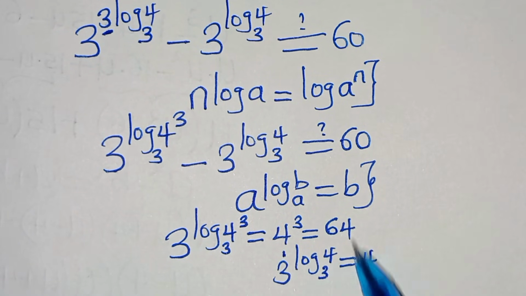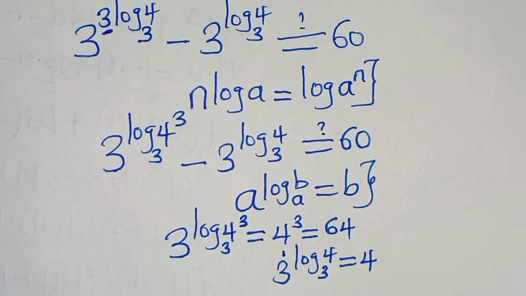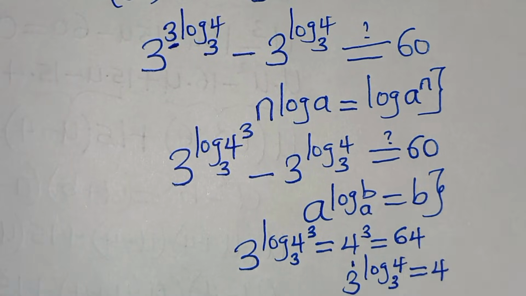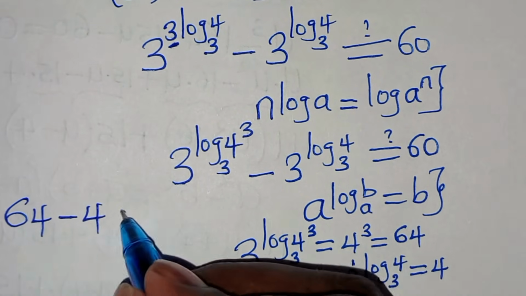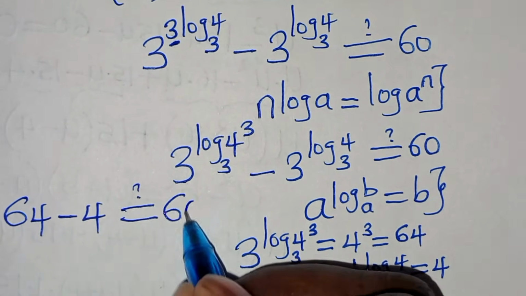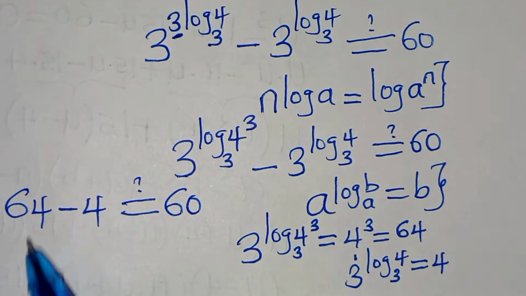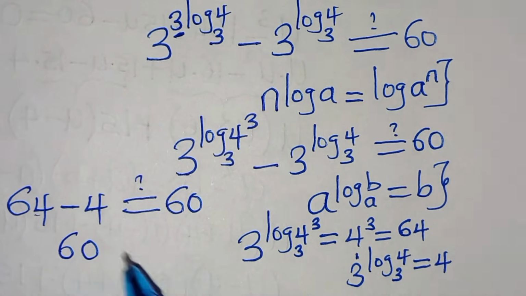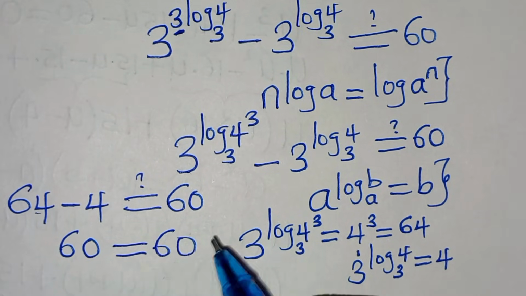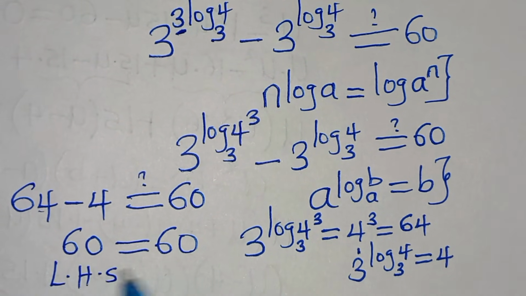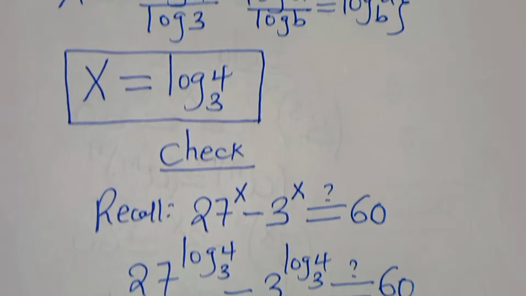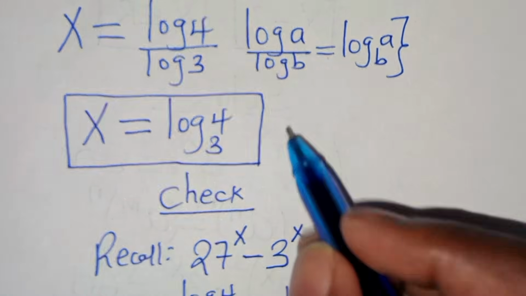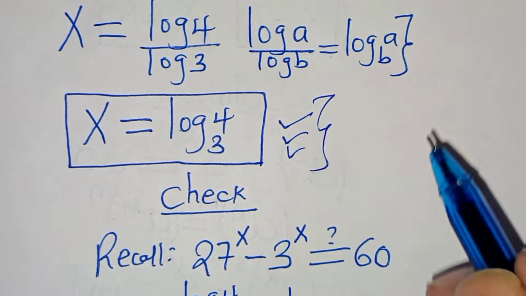Let's substitute 64 and 4 in the equation here. So this is the same thing as 64 subtract 4, which is supposed to give us a value of 60. 64 minus 4 is equal to 60. So this means that the left-hand side is equal to the right-hand side. And this implies that the value of x here, which is log 4 to base 3, actually satisfies the equation.